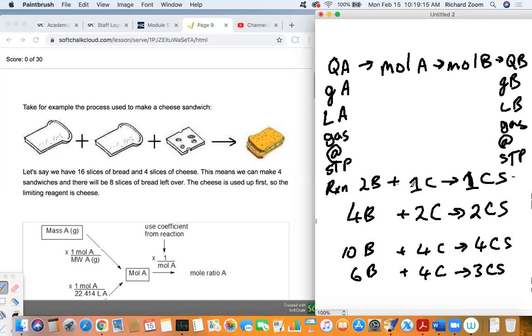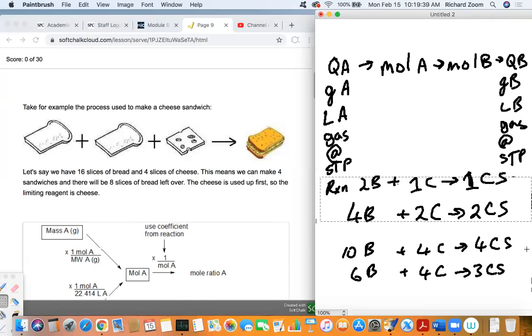So that's important. You need to see that this ratio here of 2 bread to 1 cheese is of great importance to the solving of the problem. It's not about just how many there are, it's how many moles, or how many breads and cheese you need to get that cheese sandwich going. Yeah, that's exactly right. All right, so that's my explanation here as to how to deal with limiting reagent.